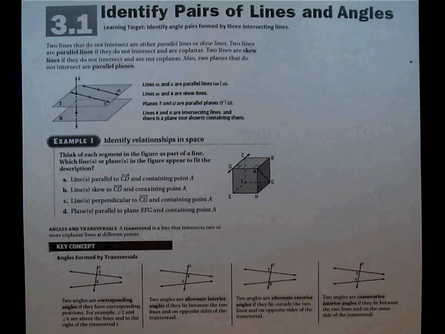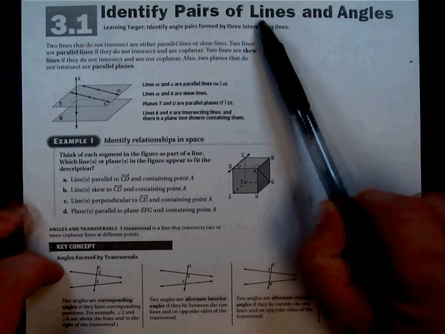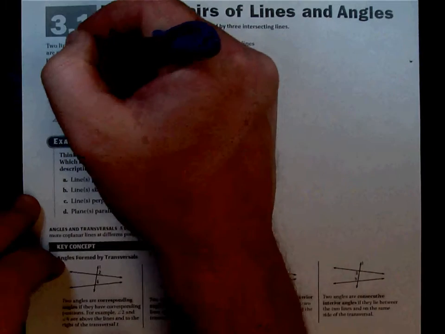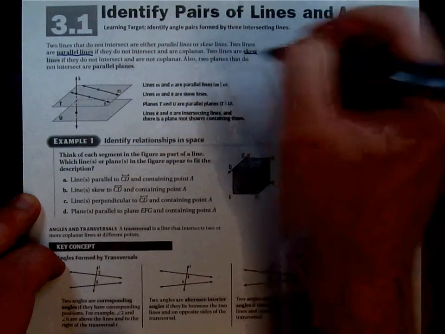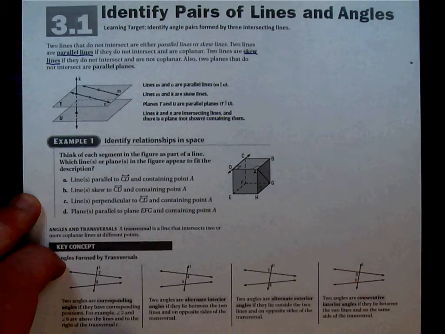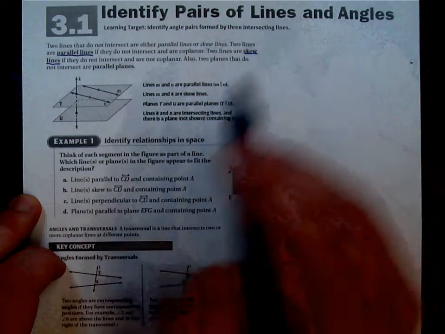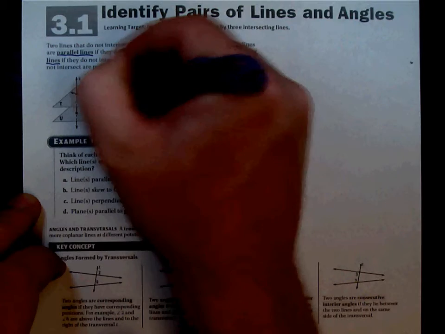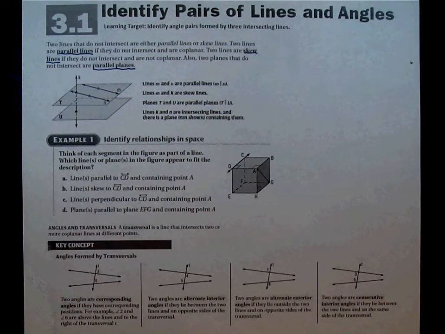All right, so in section 3.1, we're going to start off by identifying pairs of lines, and then we'll switch over to angles. So we're familiar with some of these. Notice they have highlighted here parallel lines. We're also going to talk about skew lines, which is probably new. I don't know that you've learned skew lines before. We'll also have perpendicular lines. I don't think that's highlighted in here, but we'll get to that. And then also parallel planes.